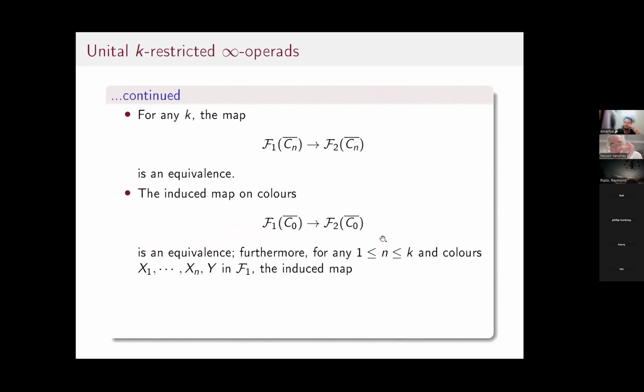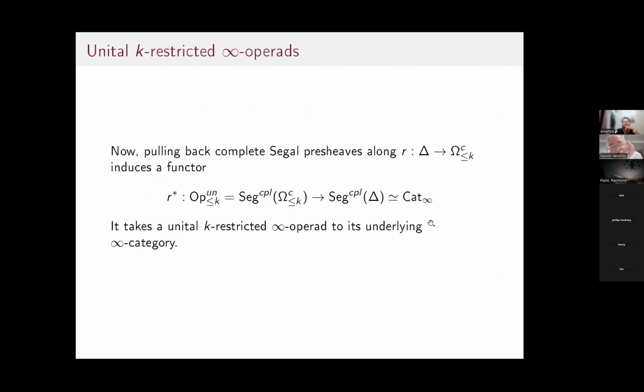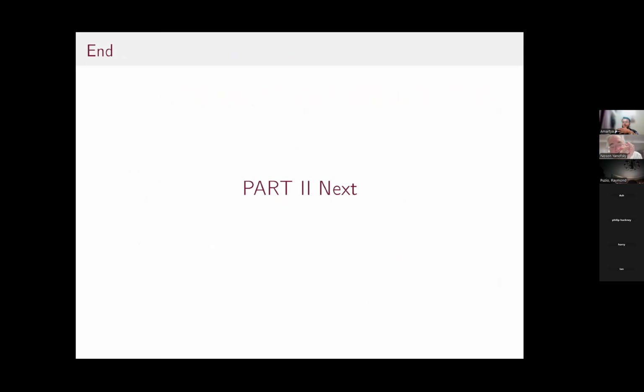Furthermore, for any 1 less than or equal to n less than or equal to k and colors, this induced map is an equivalence too. So this gives us two equivalent conditions. Now pulling back complete Segal presheaves along this R, you get a functor like this. This is a model, and we know that complete Segal presheaves over Δ is just Cat infinity. So it basically takes a unital k-restricted infinity operad to the underlying infinity category, right?